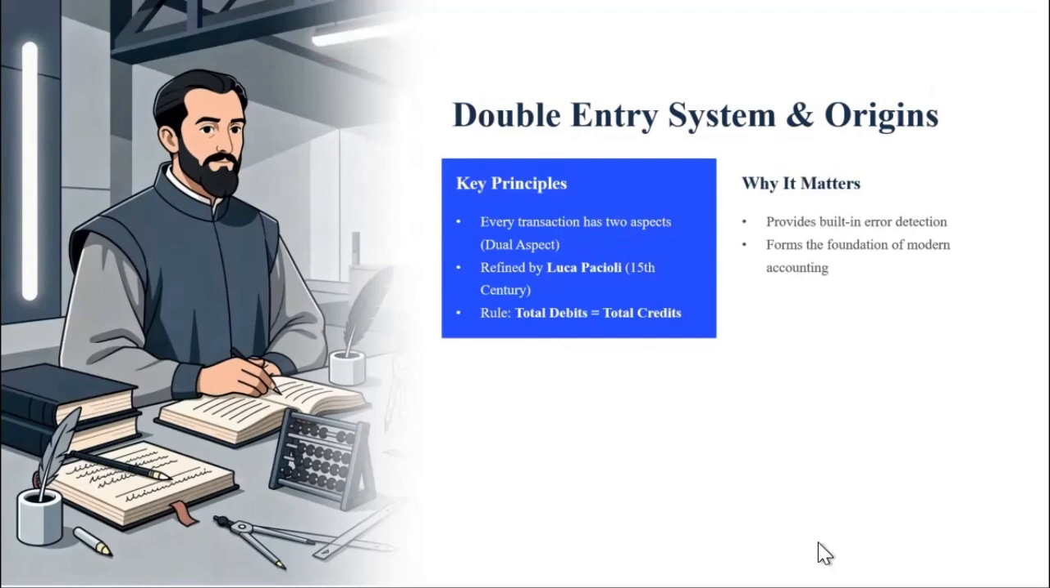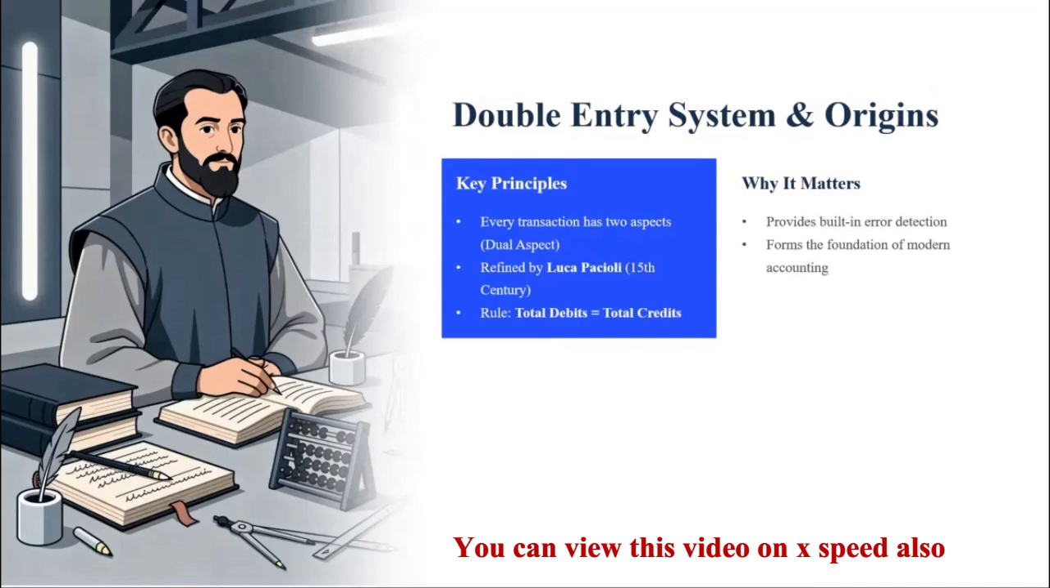Historically, this system was refined in Italy by Luca Pacioli during the 15th century. Though it saw significant development later in England, it is based on the principle that for every asset there is a corresponding claim on that asset, either by the owner or by the lenders. This ensures that the total amount debited to one or more accounts is always equal to the total amount credited to others.